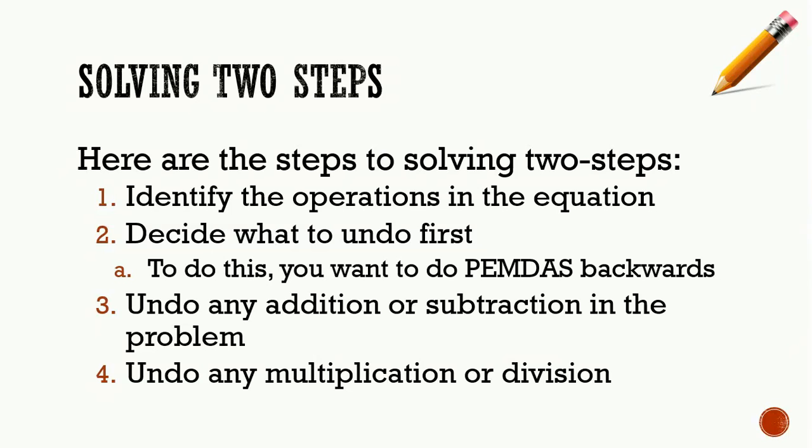First of all, you identify the operations in the equation. So you're going to look through there and say, well, there's multiplication and subtraction. Cool. Then you're going to decide what to undo first. Am I going to undo the multiplication or the addition? Here's a good thing to think about: you're going to do PEMDAS backwards. So you start with addition and subtraction and then undo any multiplication or division. Keep that in mind as we continue, okay?